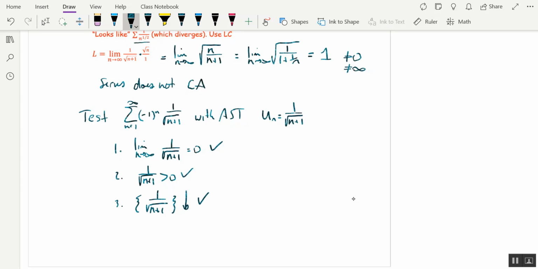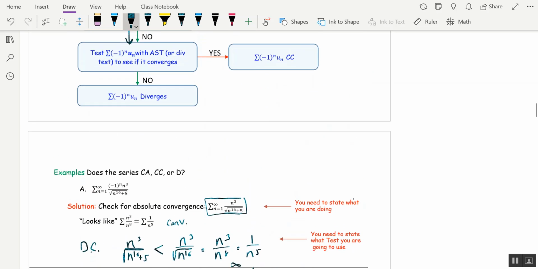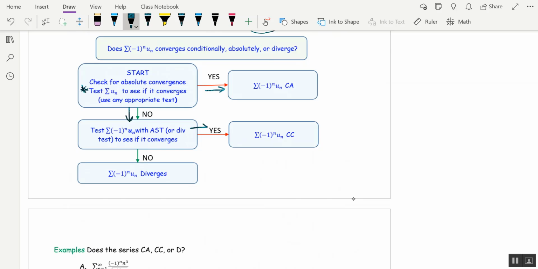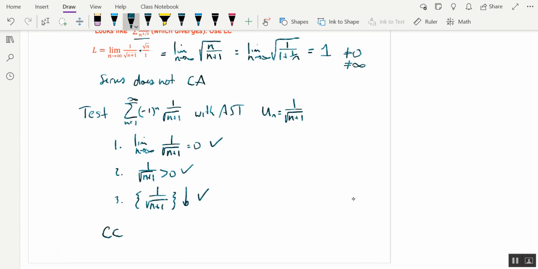And so when we have convergence using AST, but divergence in terms of absolute convergence, let me just show you on the flow chart here. So we're on a yes. We're going on that arrow. And so what we've got is conditional convergence. So this guy converges conditionally. I know, it's a lot to keep straight. And that is the end of this section.